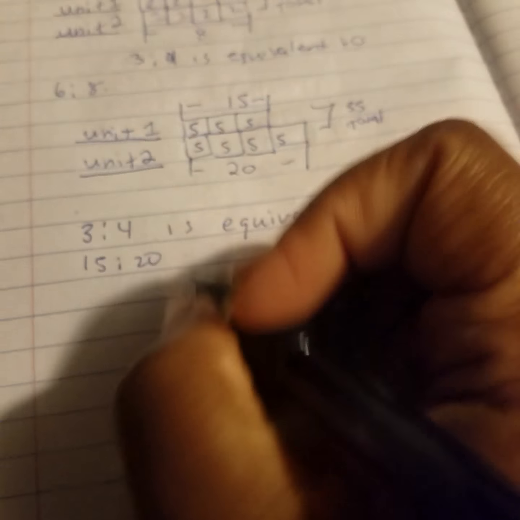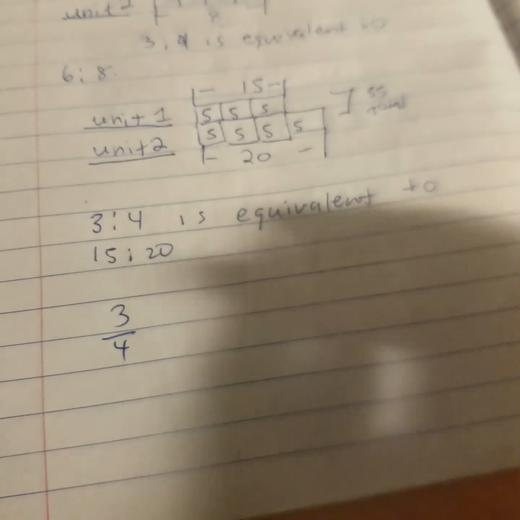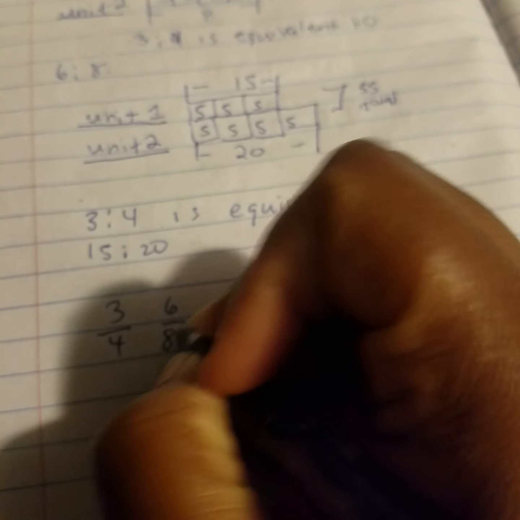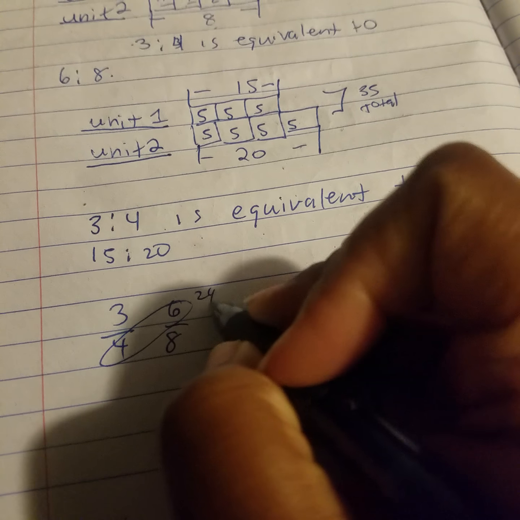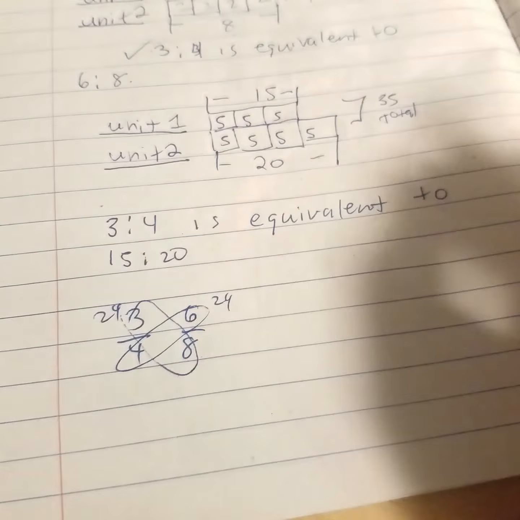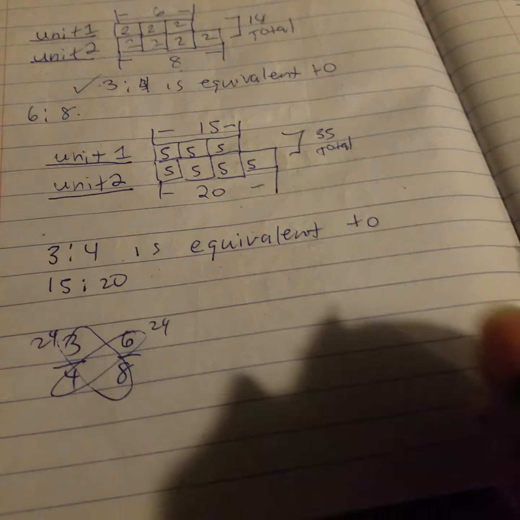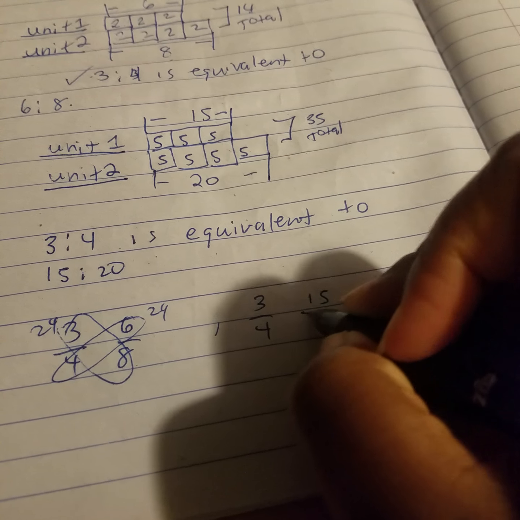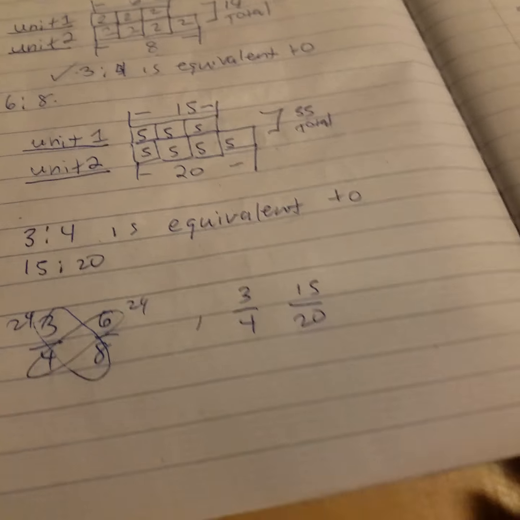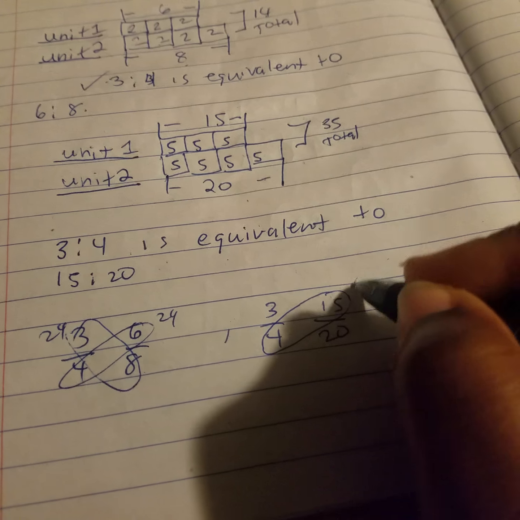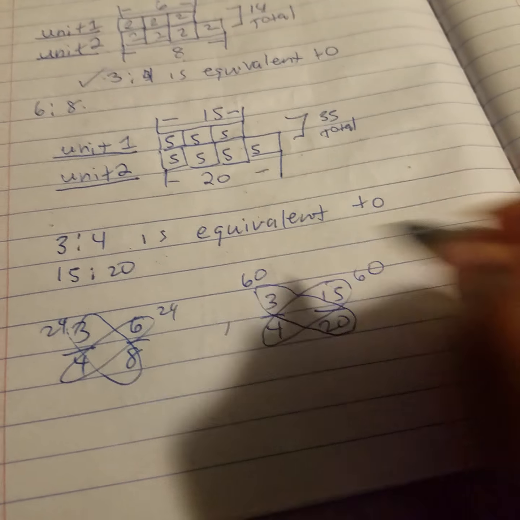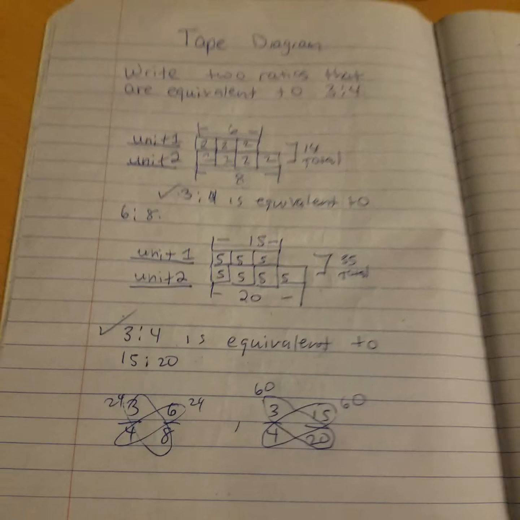So let's do our check. And we know that we check using our procedural strategy, butterfly method. 24, 24. So that checks. And then we're going to compare 3 to 4 to 15 to 20. And we know that 15 times 4 is 60. 20 times 3 is 60. So that also checks out.